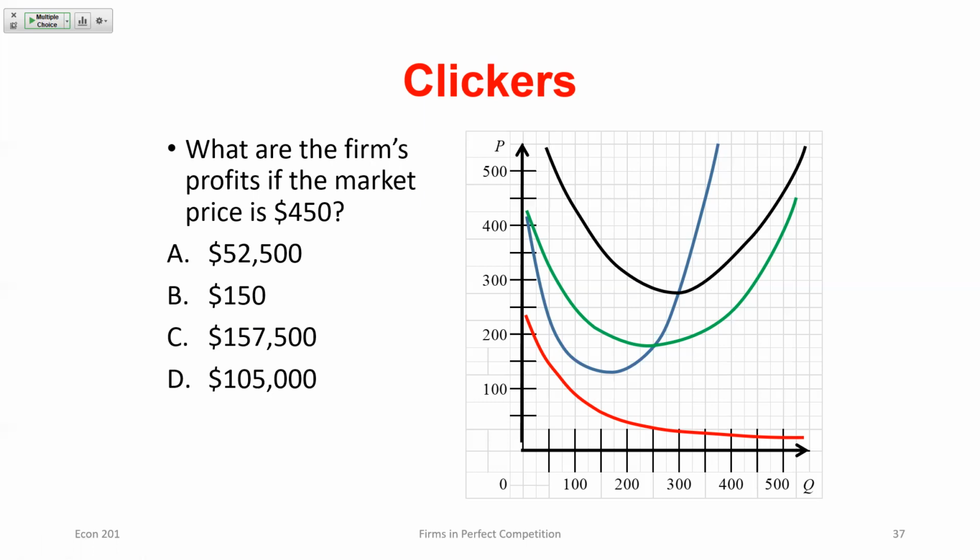At that quantity, I know that the price is whatever the price of the good is, so let's say $450. And then at that quantity, what's my average total cost? If I go to this quantity 350 and go up here, my average total cost looks like it's right at 300. So my average total cost at that quantity is 300. Now it's just a matter of putting that into a calculator. So 150 times 350.